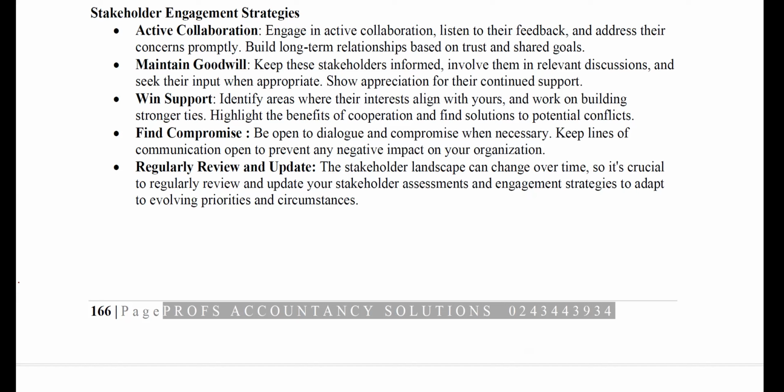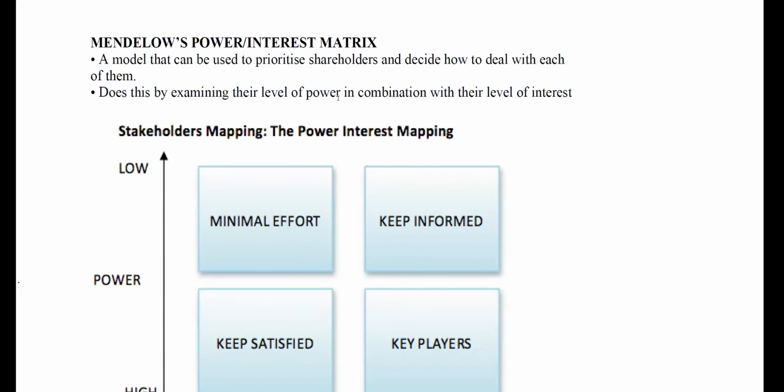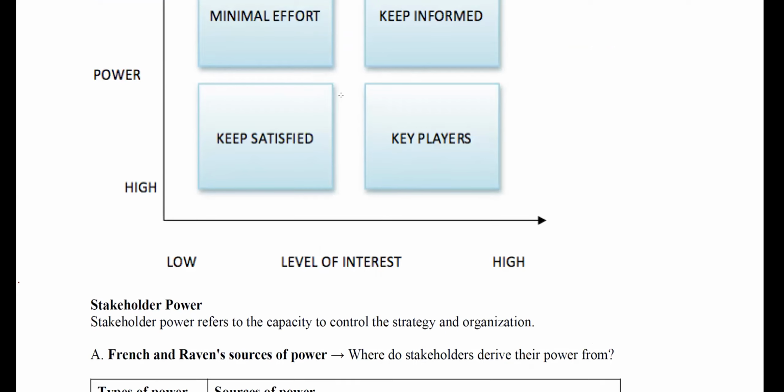Then you can regularly review and update, like the community, you remember. So these people, it can change over time. So it's crucial to regularly review and update your stakeholder assessment and engagement strategies to adapt to evolving priorities and circumstances, right? Just as we saw. So the power interest matrix, okay, this is it.